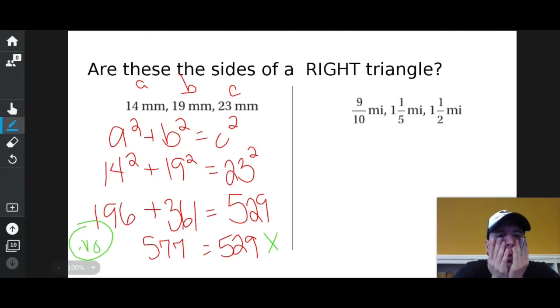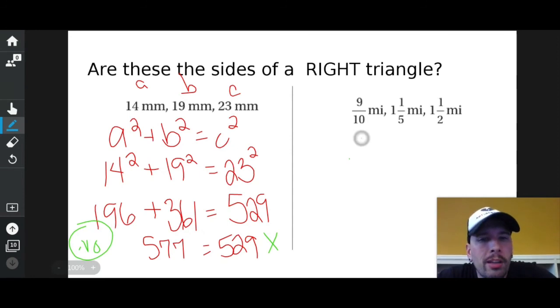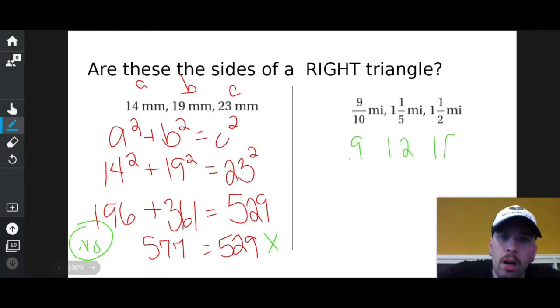Fractions. Ugh, I hate fractions. Oh, I know what I'll do. Turn them into decimals. 9/10 is 0.9. 1 1/5 is 1.2. 1 1/2 is 1.5.